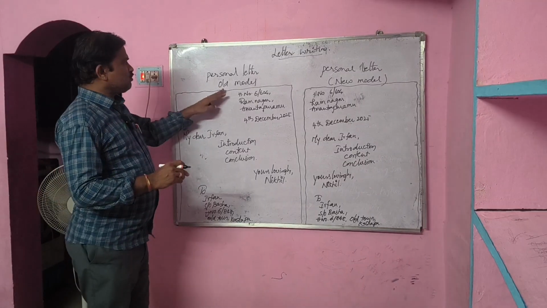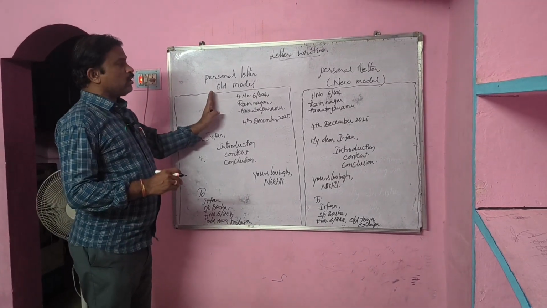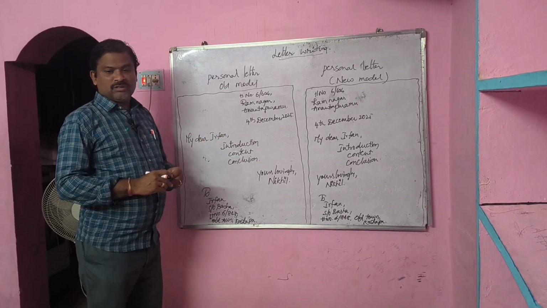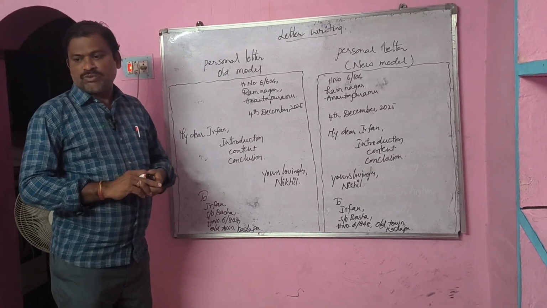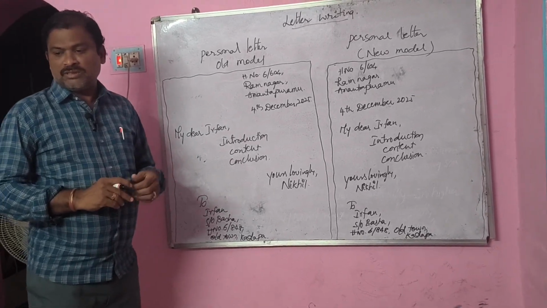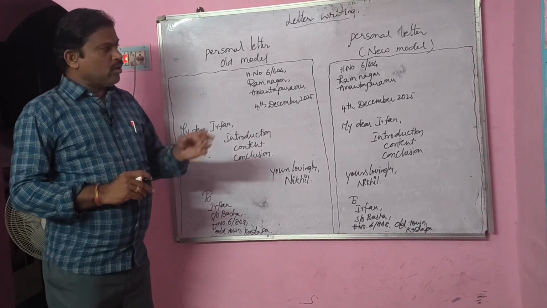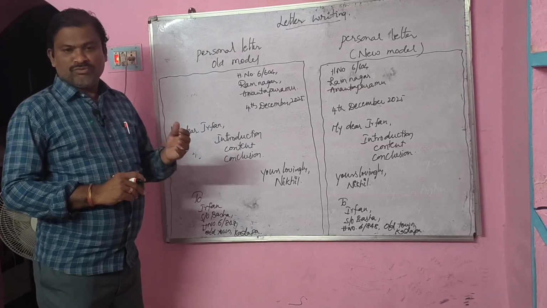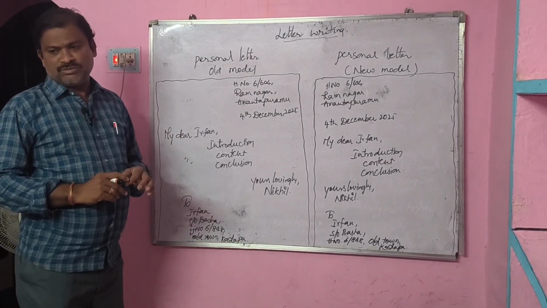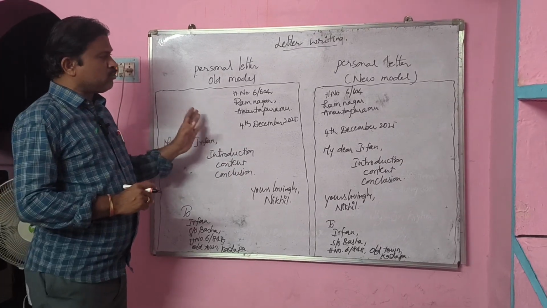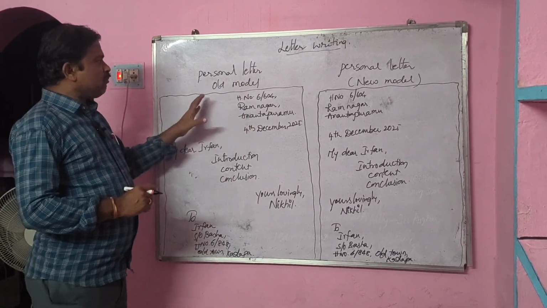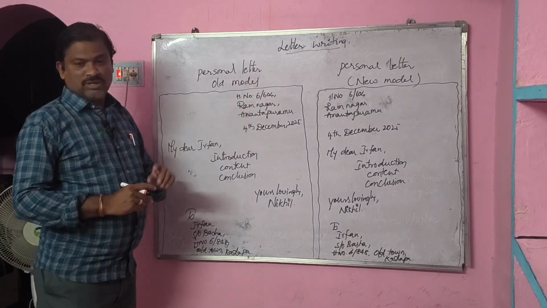Now see the difference between the old and new model. Maybe most of us are using the new model now. Some people call it the American method, the block method or the fully block method. Like that we are using different names. But anyway, first of all, we want to know the difference between the old and new model. So here we are taking personal letters only.